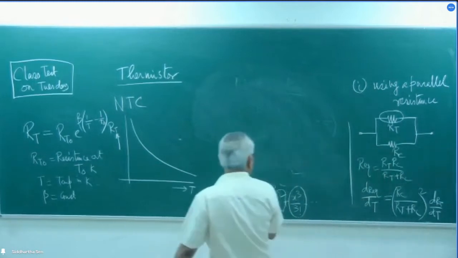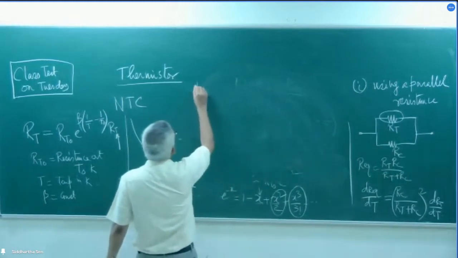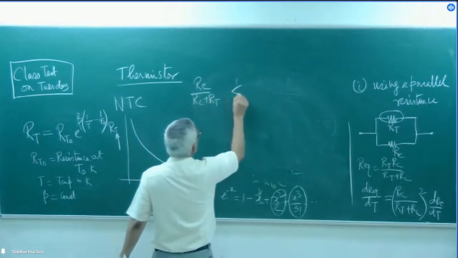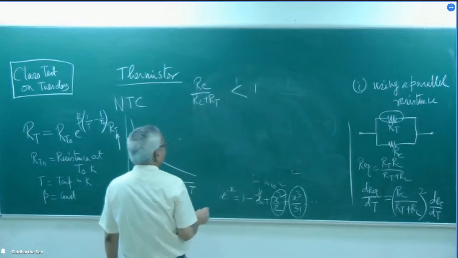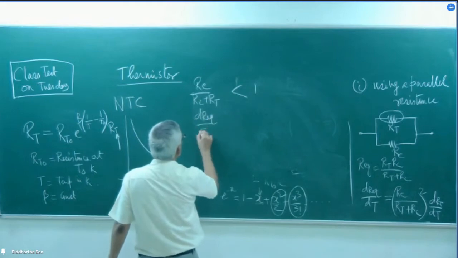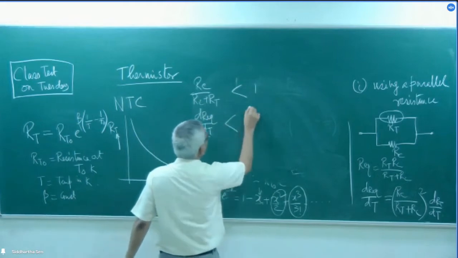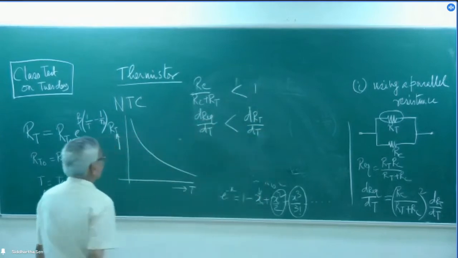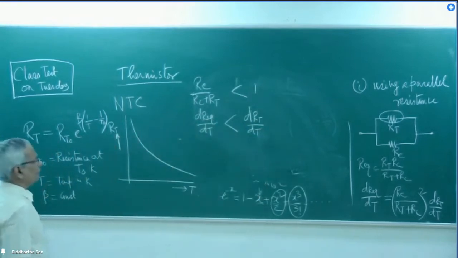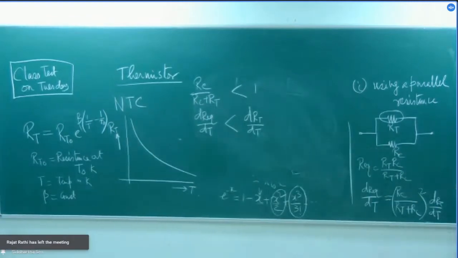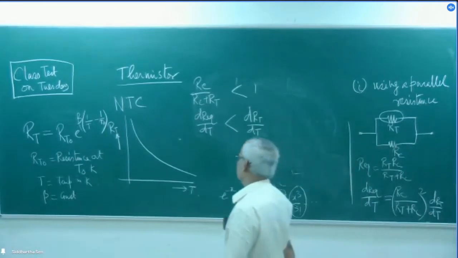That's because RC divided by RC plus RT is always less than 1. So what we can say is that dReq by dt is less than dRt by dt. So the first thing is that we can say that definitely if I put a constant resistance, the sensitivity of the equivalent one would be reduced.